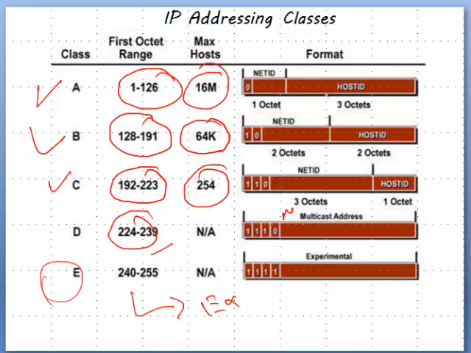Furthermore, we have private and public IP addresses to discuss, as well as the host bits and the network bits, which we will discuss in our next video, because I don't want to make this video much longer.